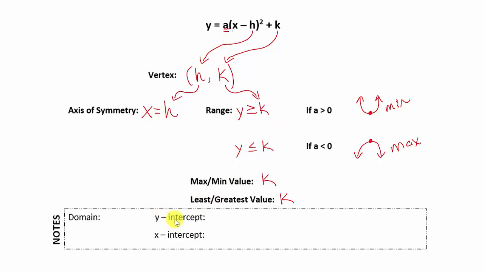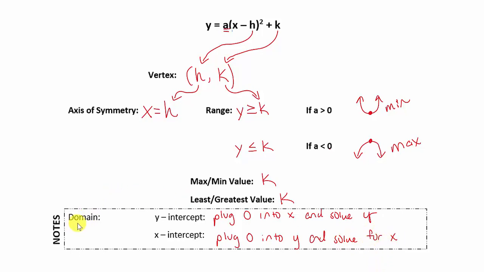Now, we all know that a y-intercept is where my graph crosses the x-axis, and to find the y-intercept, I could plug 0 into x and solve for y. Okay, and we've done that with other types of equations as well. And then for the x-intercept, I can plug 0 into y and solve for x.